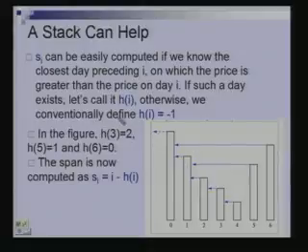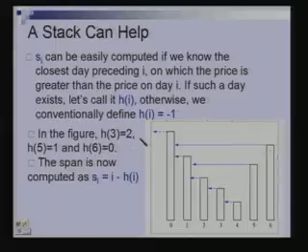I am going to call this quantity h of I. What is h of I? H of I is the closest day preceding I on which the price is greater than the price on day I. So, who can tell me what is h of 3? H of 3 is 2, h of 2 is 1, h of 1 is 0, h of 0 is minus 1 conventionally, let us define it that way. H of 4 is 3, h of 5 is 1 and h of 6 is 0.